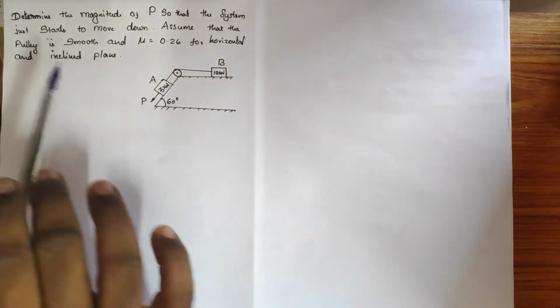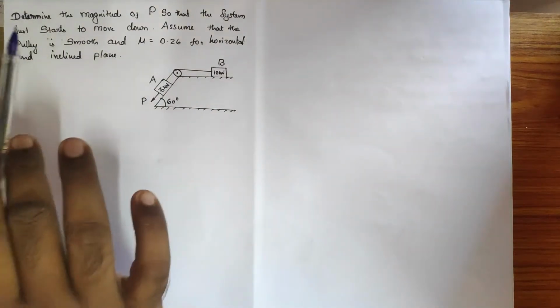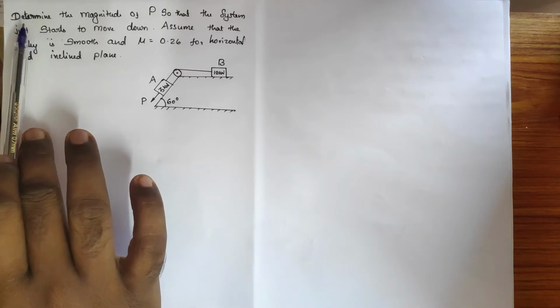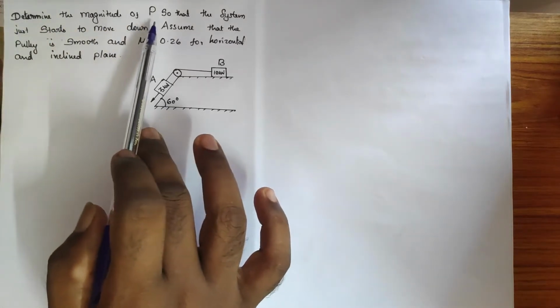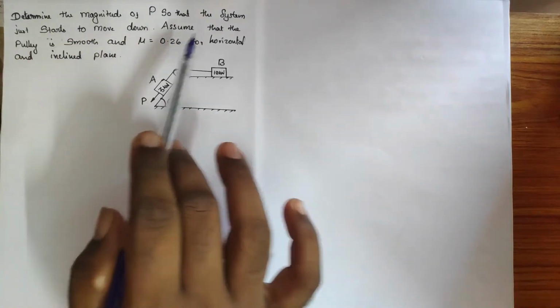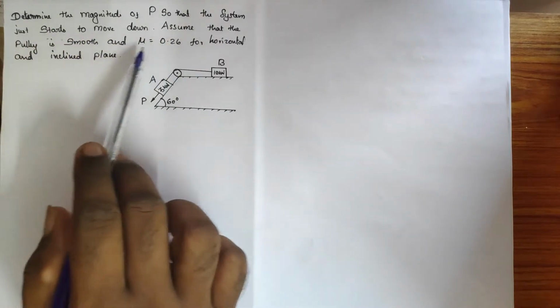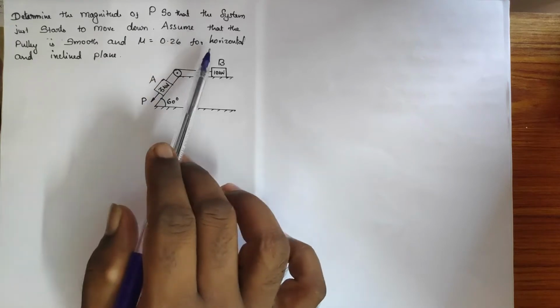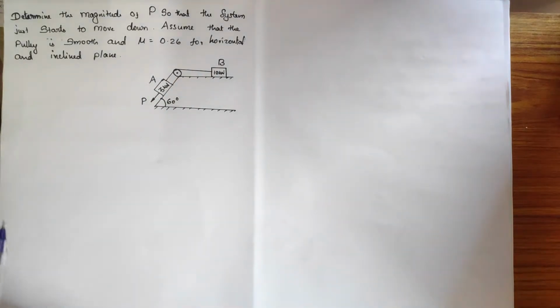Welcome students. I have come up with a question from sliding friction. The question is: determine the magnitude of P so that the system just starts to move down. Assume that the pulley is smooth and mu is equal to 0.25 for the horizontal and inclined plane.